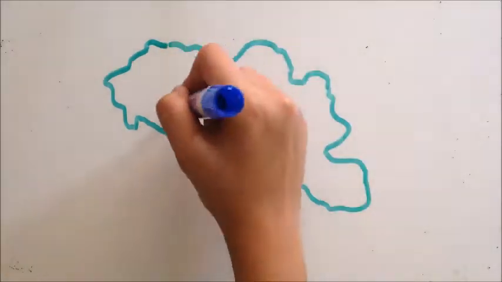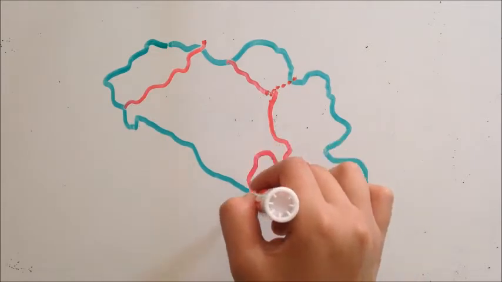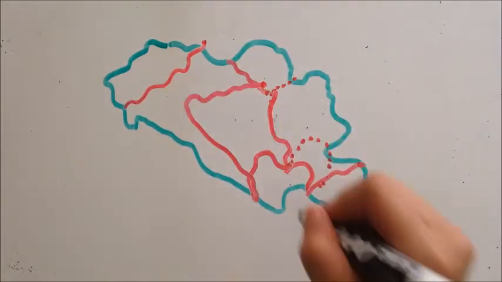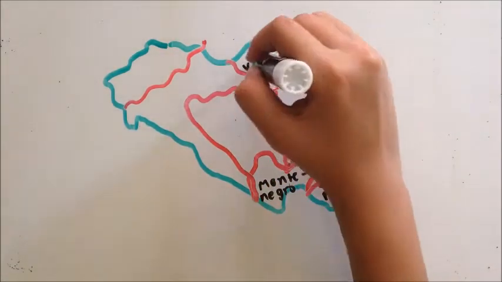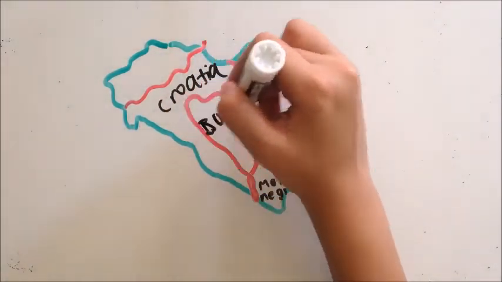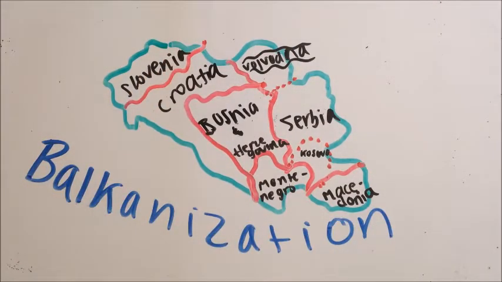Another ethnic conflict area is Yugoslavia. Yugoslavia fell apart into several smaller ethnically based states such as Macedonia, Montenegro, Serbia, Croatia, and Bosnia and Herzegovina. This process is called balkanization.